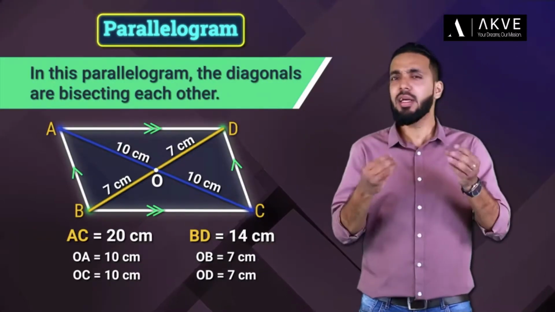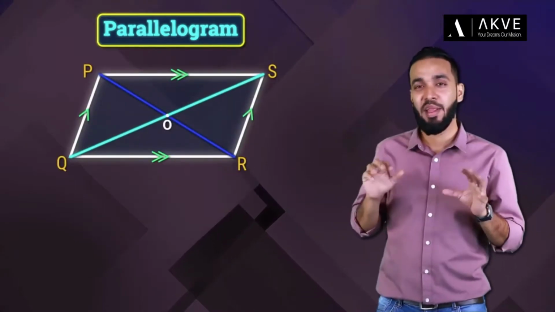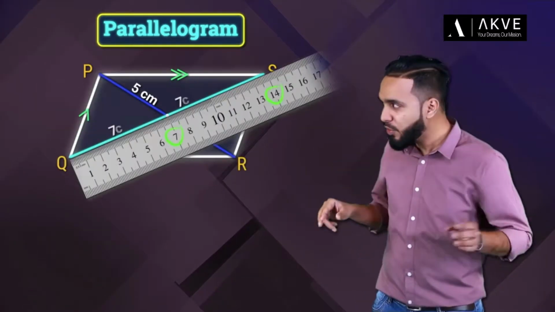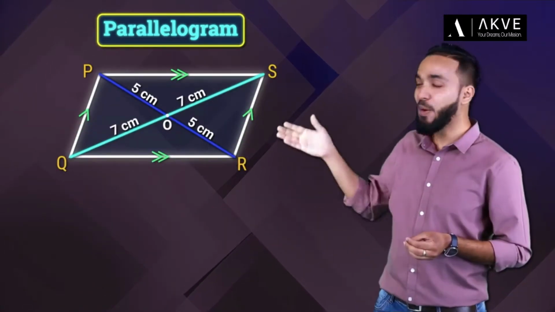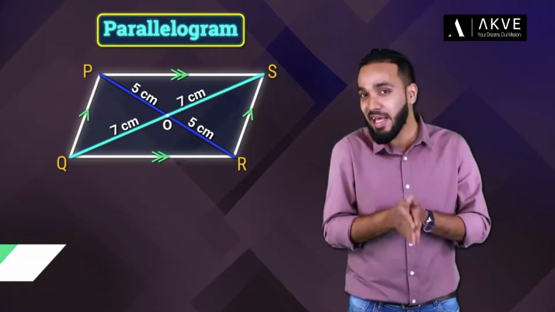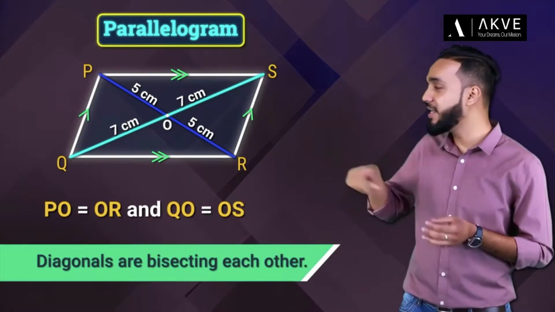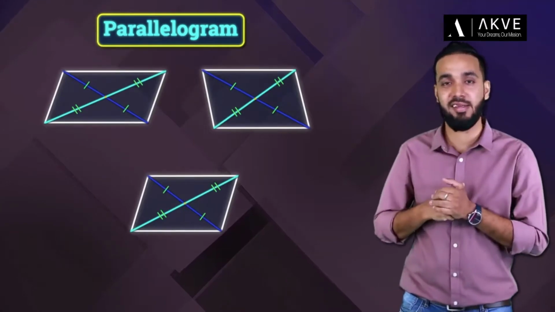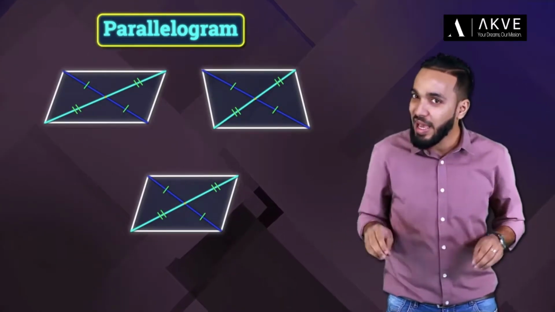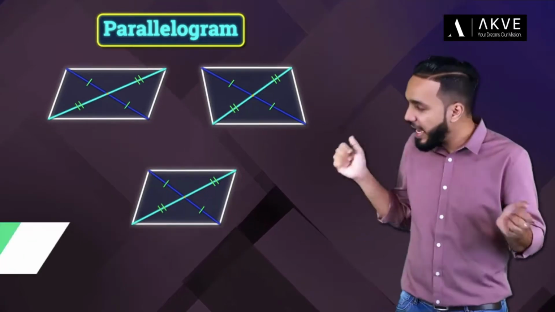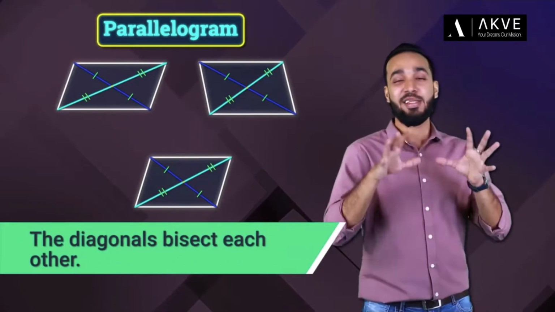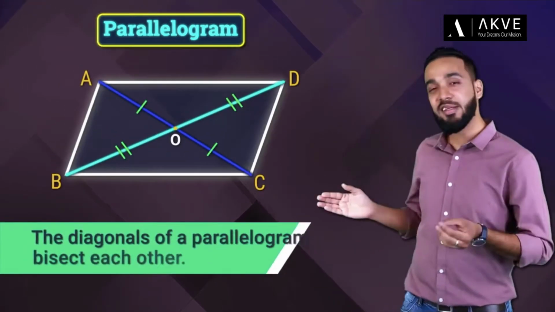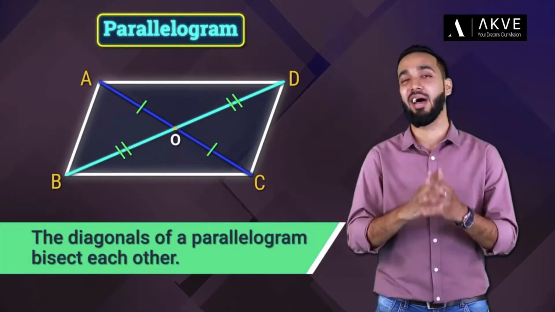Let's try the same with another parallelogram, say this one. So, on measuring the diagonals and then looking for the midpoint of each diagonal, we see that the midpoints coincide. It's evident then that the diagonals are bisecting each other. Now, you can try the same with parallelograms of different shapes and sizes. But each time you will arrive at the same conclusion. The diagonals bisect each other. So this brings us to the fourth property of a parallelogram. The diagonals of a parallelogram bisect each other.